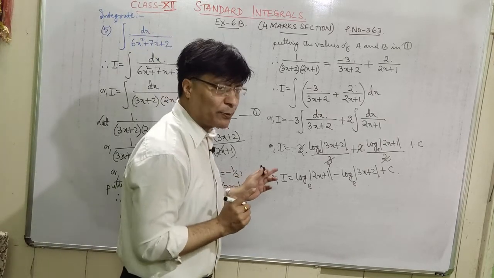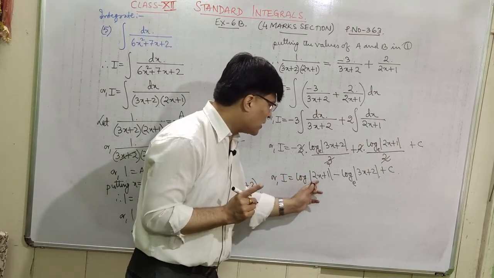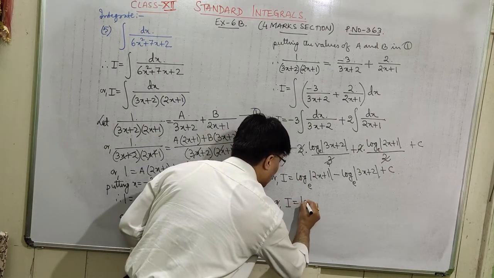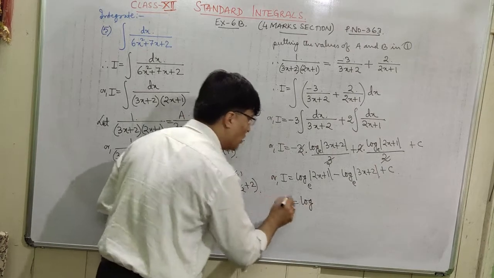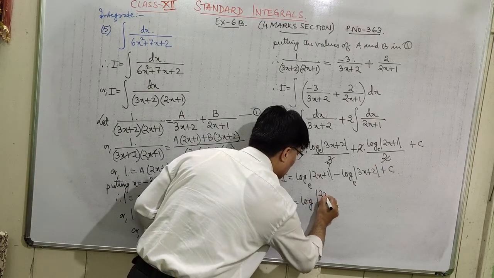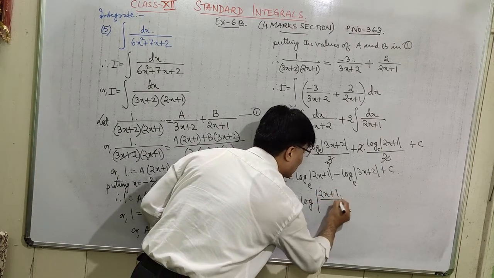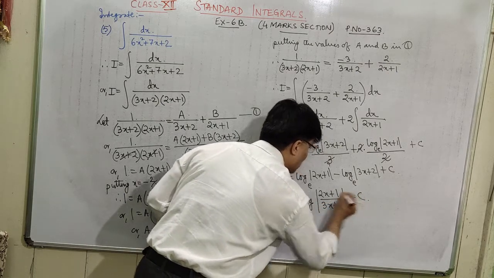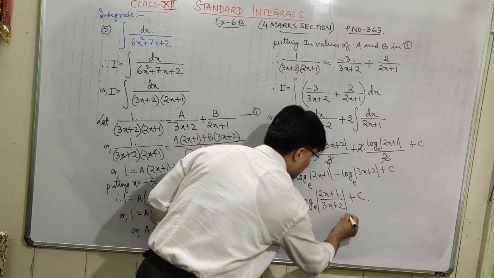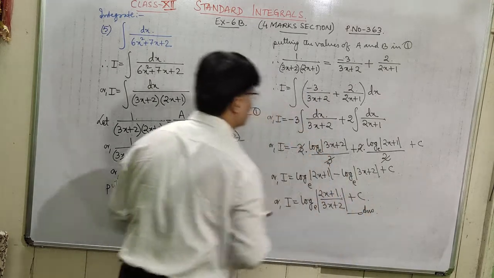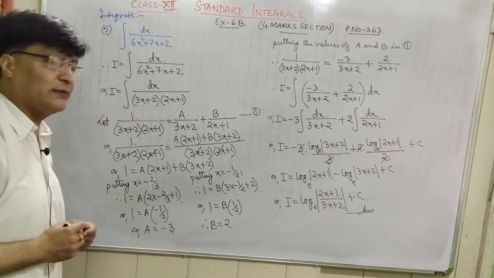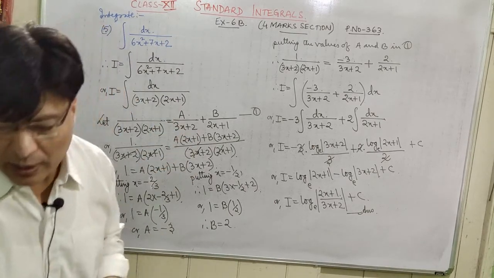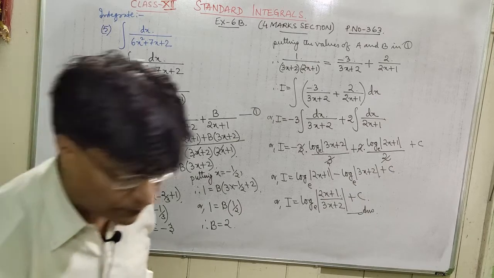So again you can use the properties of logarithm here. That is log a minus log b. What is the formula for log a minus log b? What is the property of logarithm in this case? Log of a by b. So it is log within mod 2x plus 1 divided by 3x plus 2, mod sign closed, base e, then plus c. So this is the final answer. So I think you have understood it. So you can copy it. Now we'll do the next question.